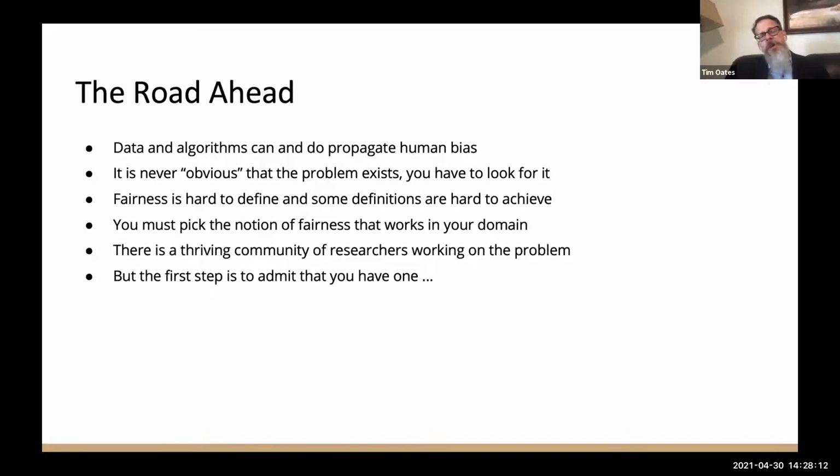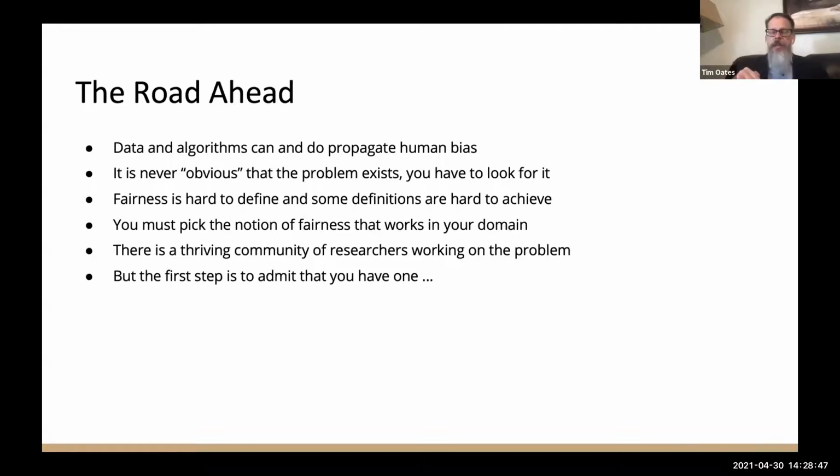It's also never really obvious that the problem exists. You have to go and look for it. So in the COMPAS case, as I said, people actually kind of dug around in that system a few times before one group finally said, yeah, there's a real problem here. Fairness is also kind of hard to define, and some definitions are hard to achieve either individually or collectively. So it's important up front for you in your domain to pick a notion of fairness that works, right? What sense of fairness is important for you and what you're trying to accomplish? And there's a thriving community of researchers that are working on this problem. There are NSF programs, there's money being thrown at this because it really is an important issue.